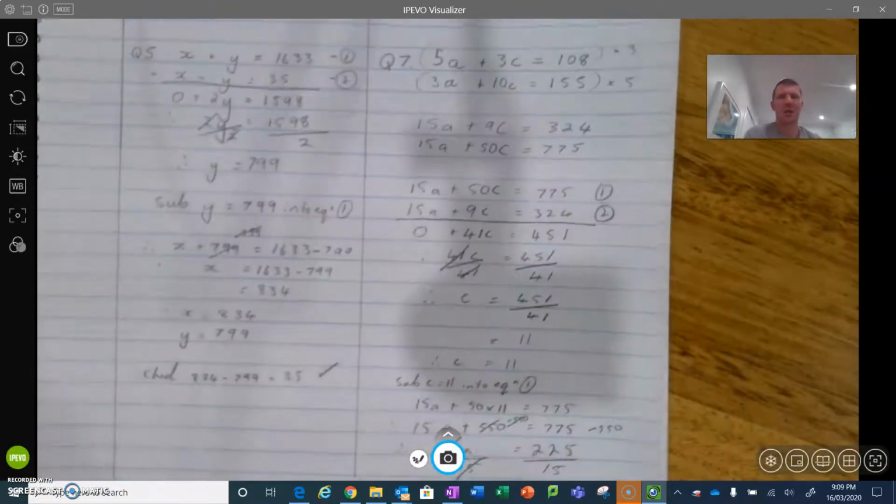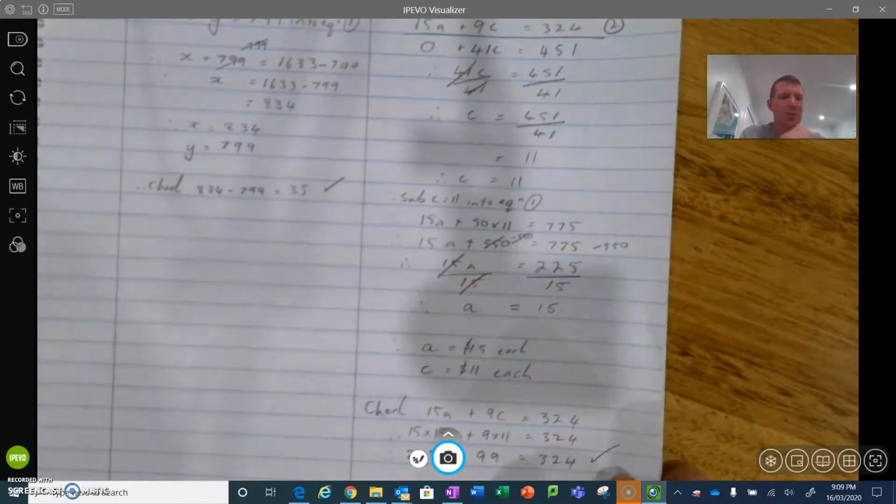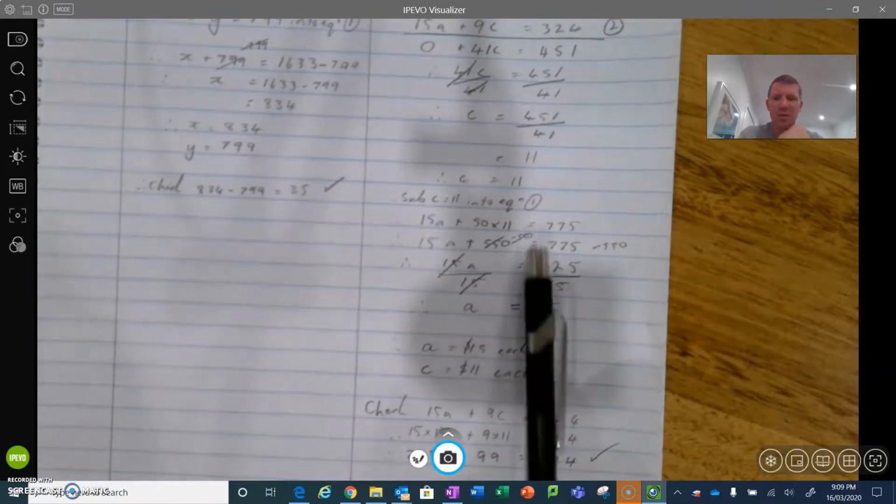So that's another example of how to do these problem-solving questions with regards to solving simultaneous equations by elimination. I hope you found this helpful.